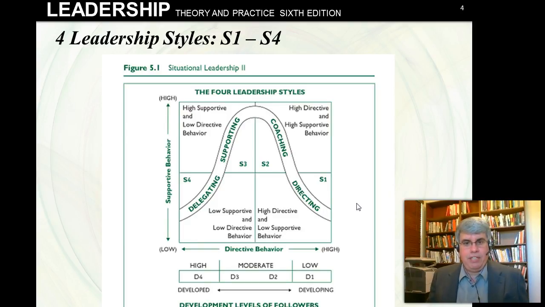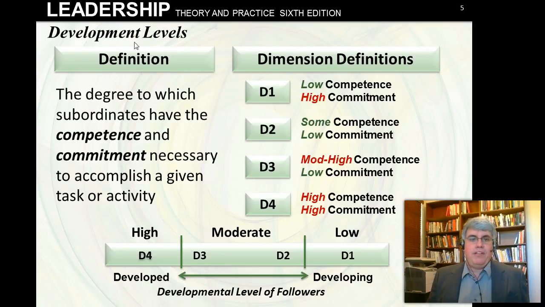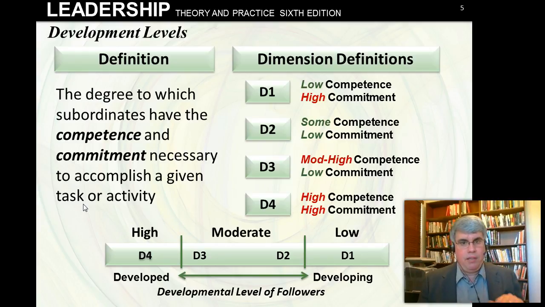So what's the situation that we're supposed to look at to choose the appropriate style? Well, the situation that we're supposed to look at is what Hersey and Blanchard call the developmental levels of the followers. The definition is the degree to which subordinates have competence and commitment necessary to accomplish a given task or activity. And that's what's known as the subordinate's developmental level. So whatever the developmental level of the subordinate is, you're supposed to choose the appropriate leadership style.